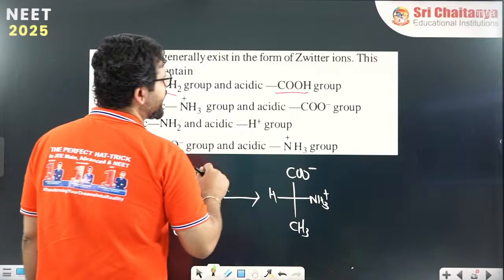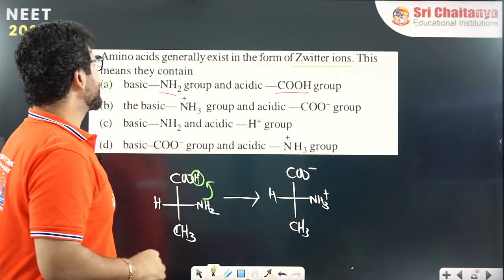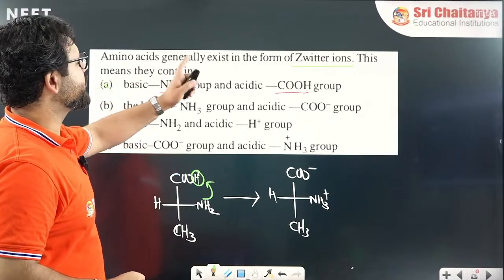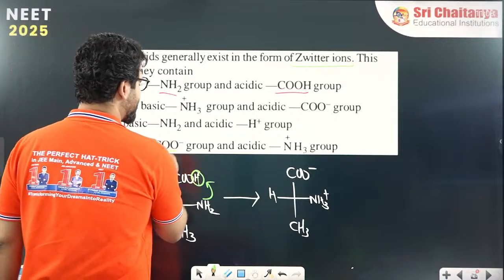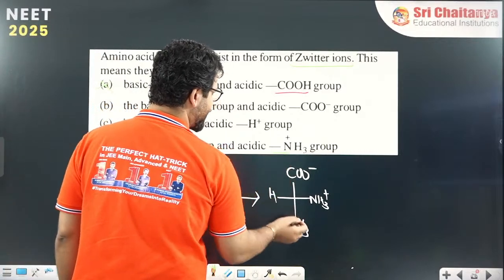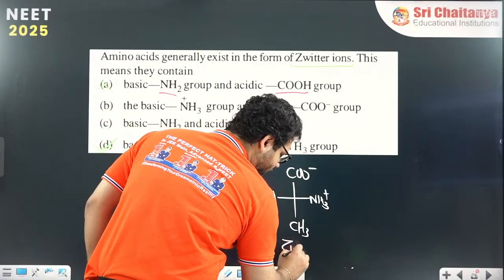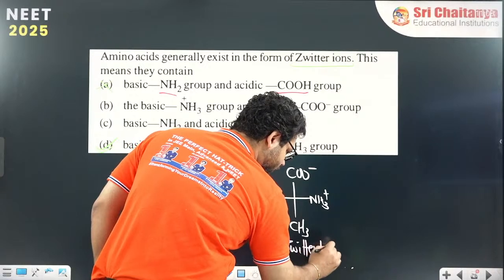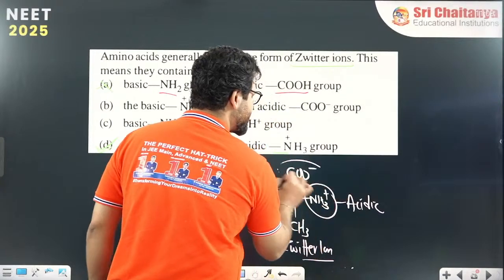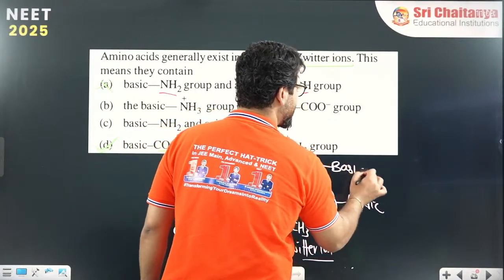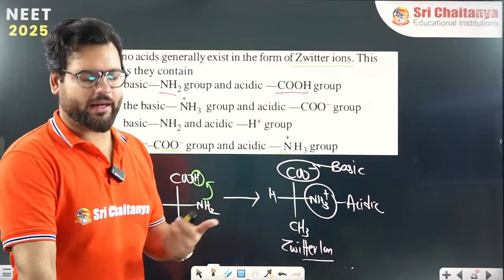Sorry, they are asking what is present in the zwitterion, not in the amino acid. They exist in zwitterion form. This means, in the zwitterion form, they contain a basic COO minus group and an acidic NH3 plus group. D is the correct one. In the zwitterion, this is the acidic group, it contains an H plus. This is the basic group, it contains the O negative. So in the amino acid, A is correct, but in the zwitterion, D is correct.